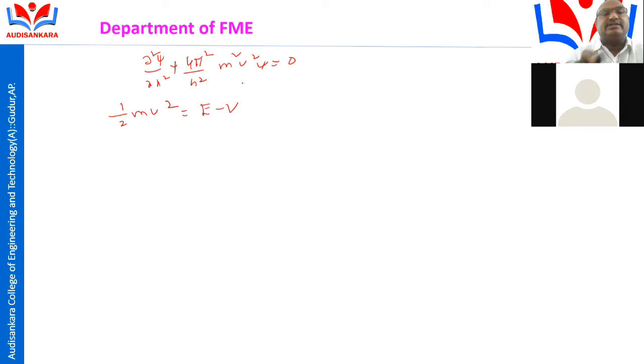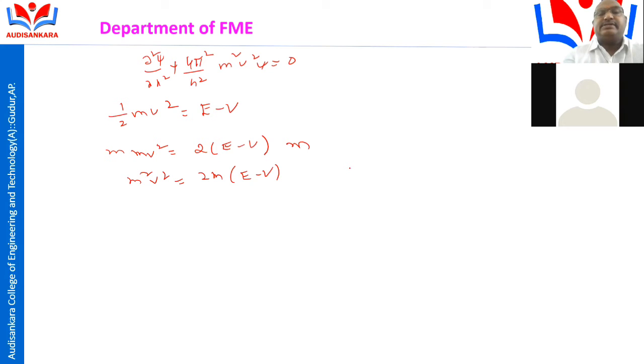The potential energy is E minus V. That means m v square is equal to 2 into E minus V. Then multiply both sides by the mass of the particle. The m cancels, there is no change in the equation. That is m square v square is equal to 2m into E minus V.